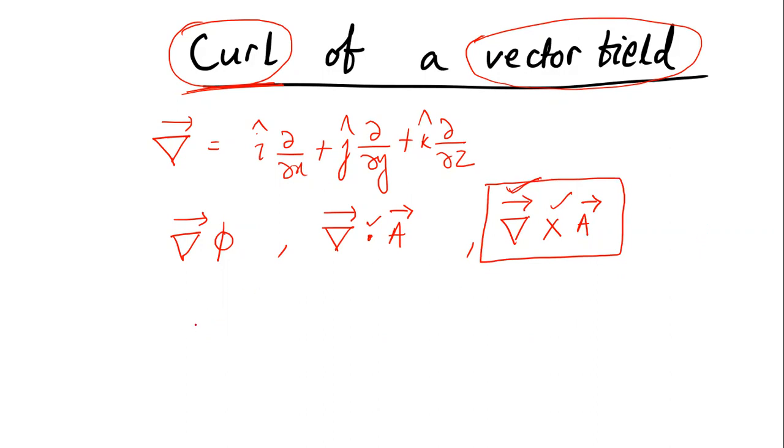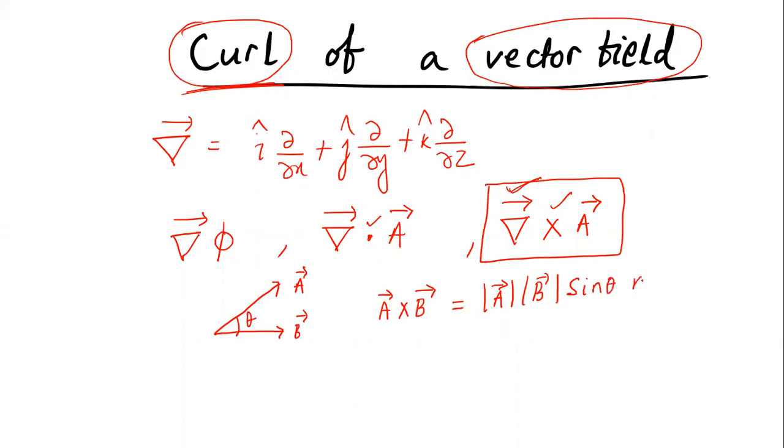Let us now revisit the cross product of any two vectors. Suppose this is vector A and this is another vector B, right? If you want to find out what A cross B is, the rule is simple, and we know that in terms of magnitude, I'll write the magnitude of vector A, the magnitude of vector B, and then sine of the angle between them. If it is theta, then I will write sine theta, and then n cap. This n cap gives you the direction of this vector A cross B, right?